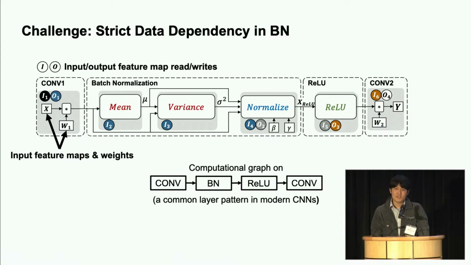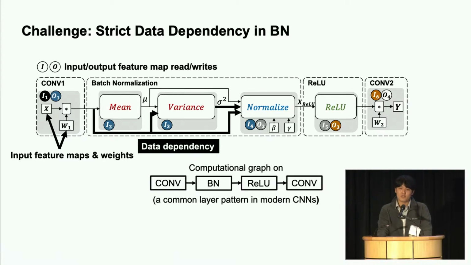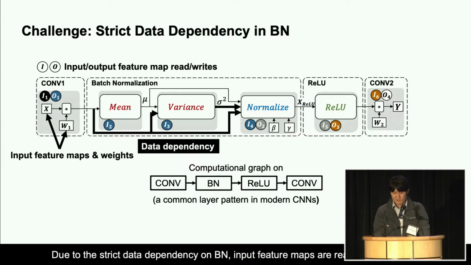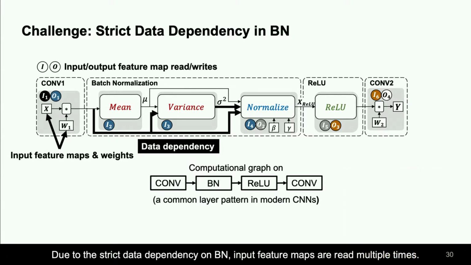So what is the challenge here? The challenge is the strict data dependency between computing mean, variance, and the normalized output feature maps, each of which demands reading inputs multiple times, which become off-chip memory accesses, making BN hard to fuse with the previous convolution layer.